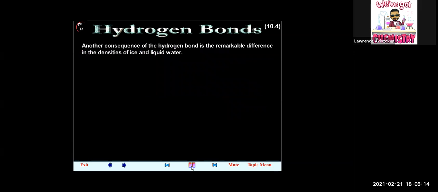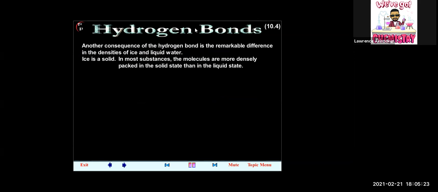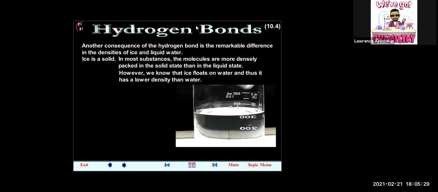Another consequence of the hydrogen bond is the remarkable difference in the densities of ice and liquid water. Ice is a solid. In most substances, the molecules are more densely packed in the solid state than in the liquid state. However, we know that ice floats on water, and thus it has a lower density than water.